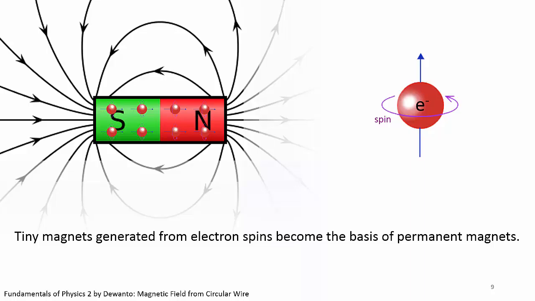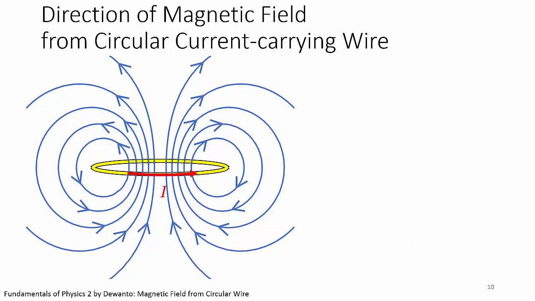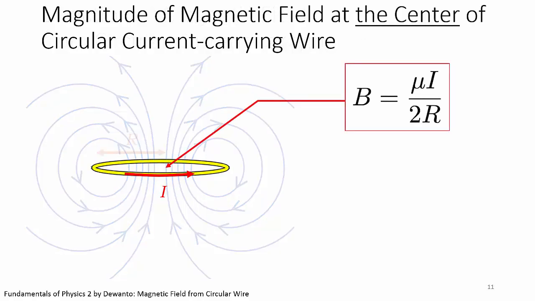Okay, I should admit that I have oversimplified the explanation. But the message I'm trying to get across is that magnetic field is produced by current or moving charge. A spinning electron is still an instance of moving charge. When a charge moves in a circular fashion, we should expect this sort of magnetic field lines. How about the magnitude of the field? Well, the magnitude of the field at the center of the ring is given by this equation, where r refers to the radius of the circular wire.